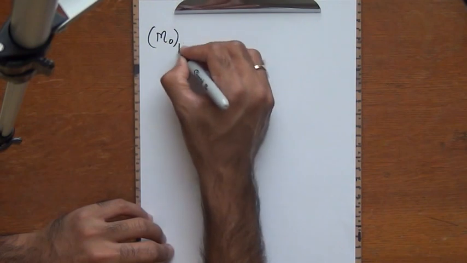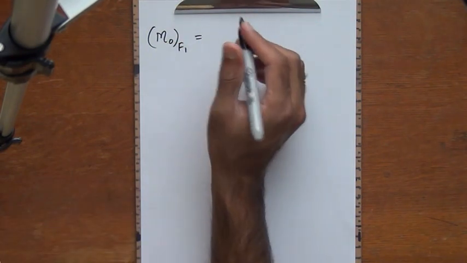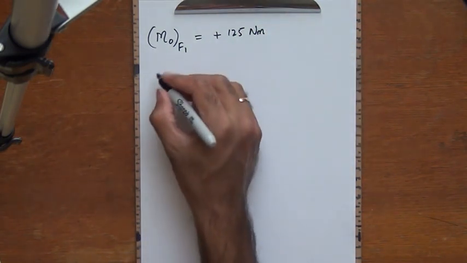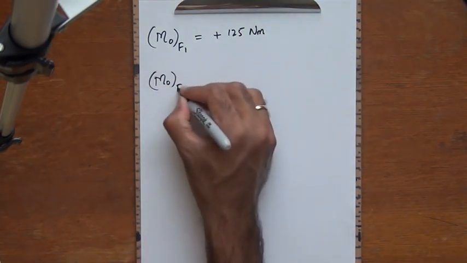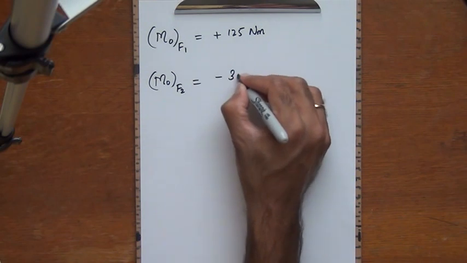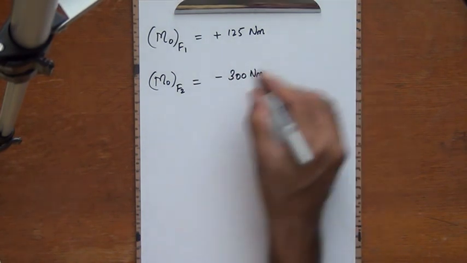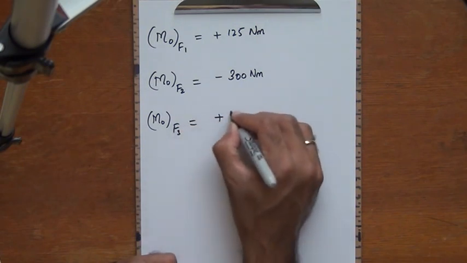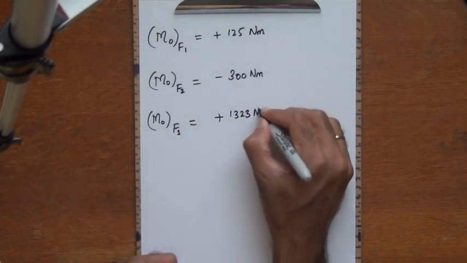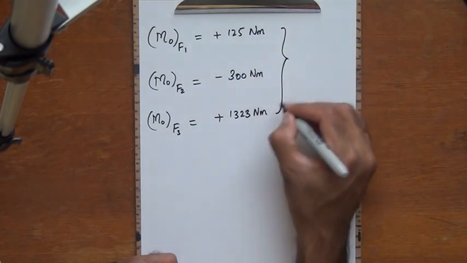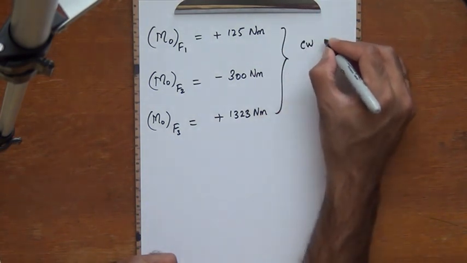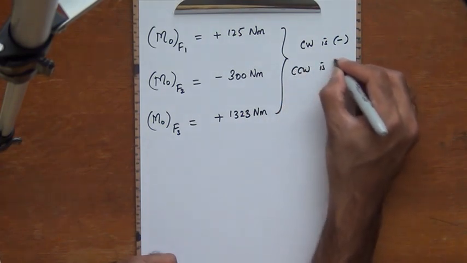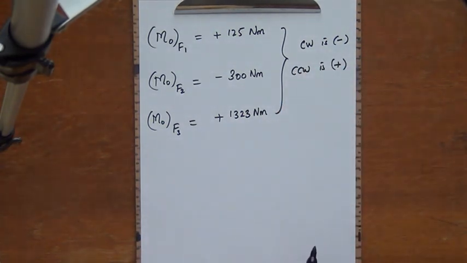Moment about O due to the force F1, we found this to be plus 125 Newton meters. Moment about O due to the force F2 was minus 300 Newton meters, and moment about O due to the force F3 was plus 1323 Newton meters, where our sign convention is clockwise is negative, counterclockwise is positive. This is our sign convention.